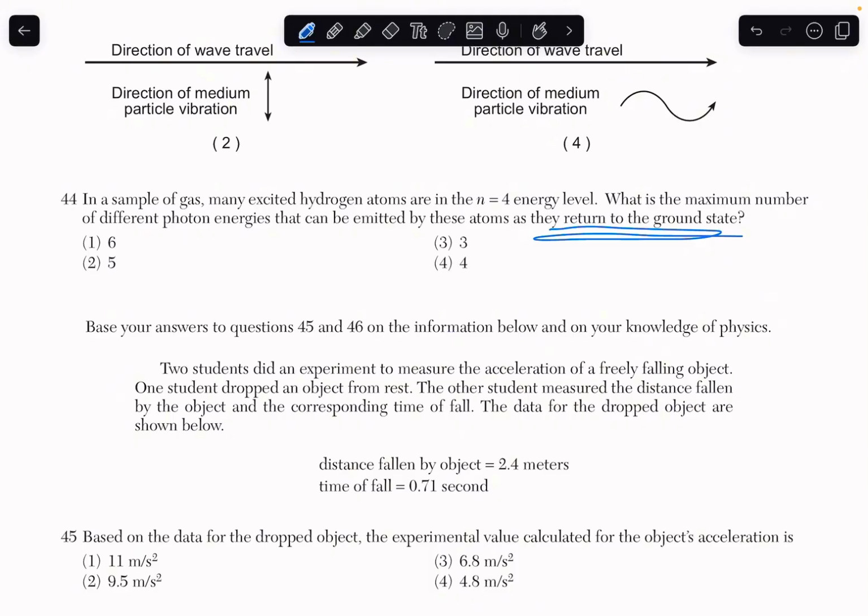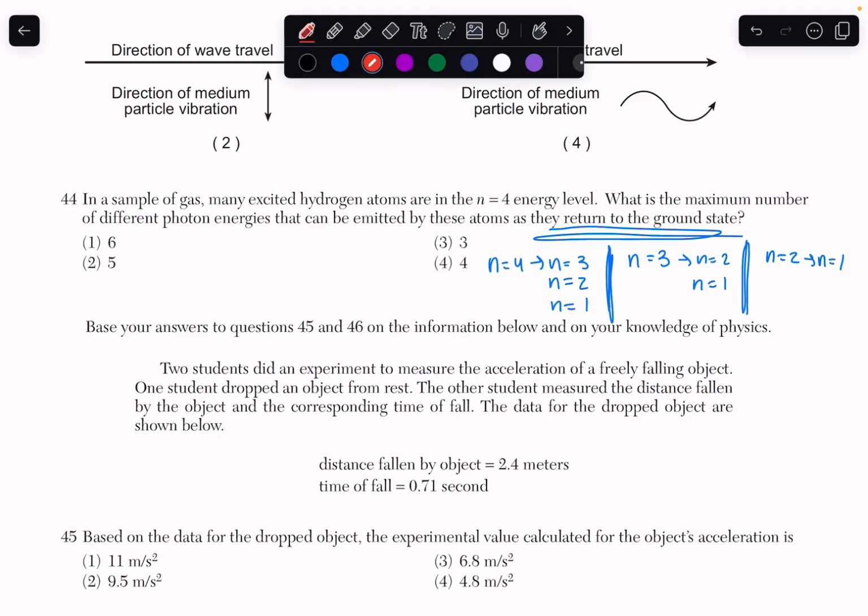So from n equals 4, there are 3 different ways to get to a lower level. So I'm going to write this out to make it a little bit easier. From n equals 4, you can go to n equals 3, n equals 2, or n equals 1. Now from n equals 3, you can go to n equals 2 or n equals 1. From n equals 2, you can only go to n equals 1. So this is 1, 2, 3, 4, 5, 6 different ways. So it's choice 1.